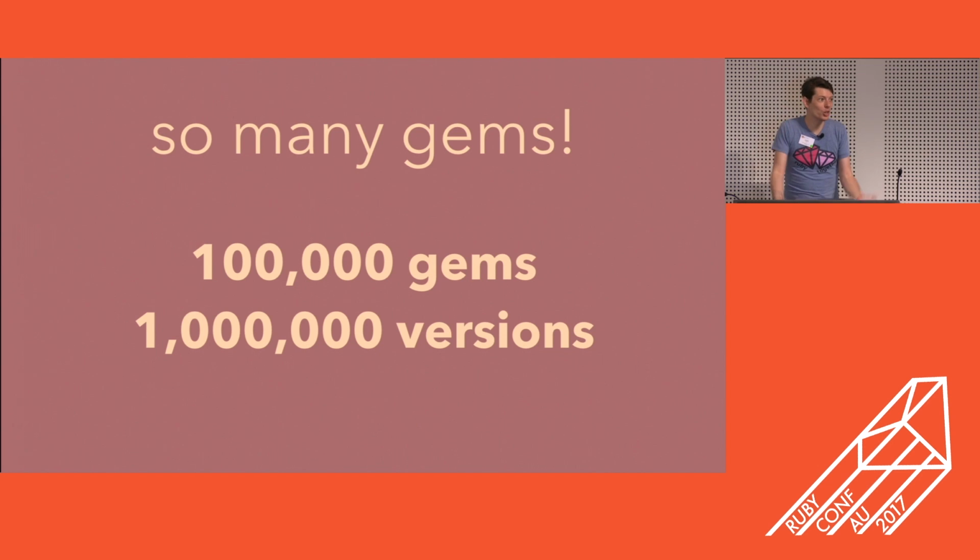So, good news. Gem install has made it super, super easy to install gems. There's been an explosion of gems. There are a lot of gems now. There's about 100,000 gems, and there's about 1 million versions of those gems. Today it's actually probably closer to about 110,000 and 1.2 million versions. So gems go real fast. I guess I should update these slides weekly or monthly or something.